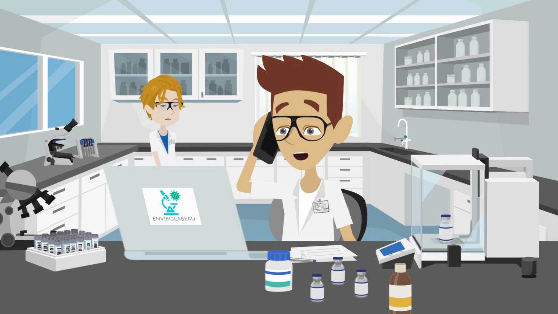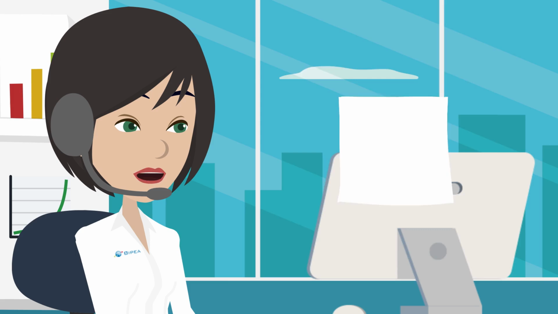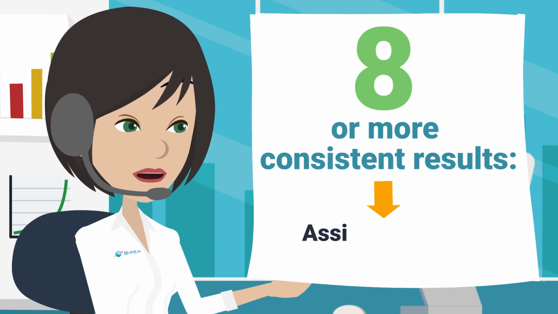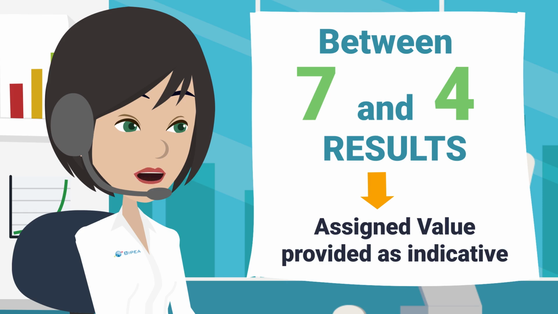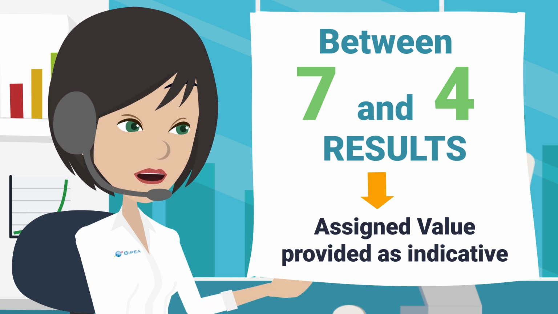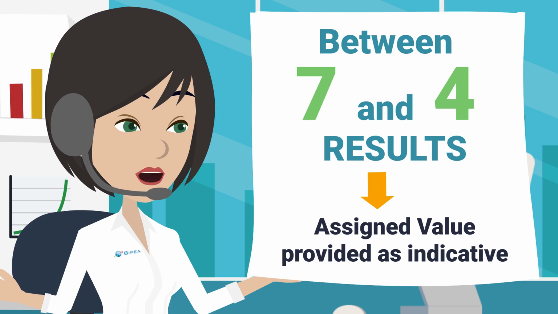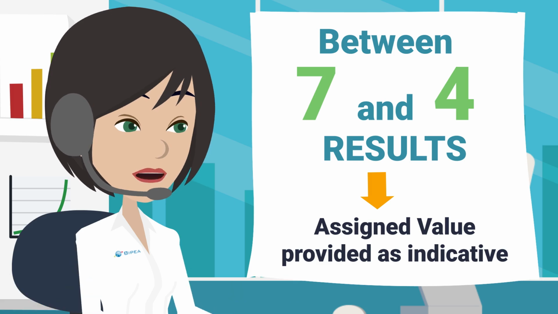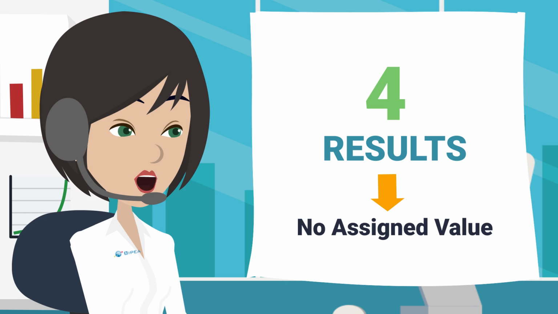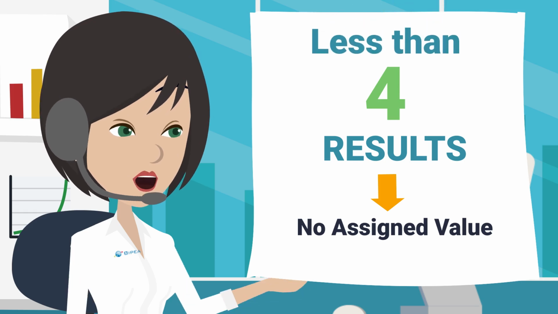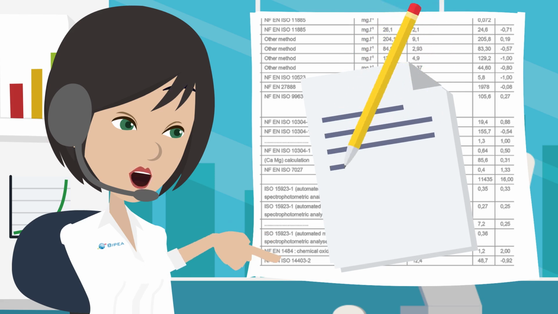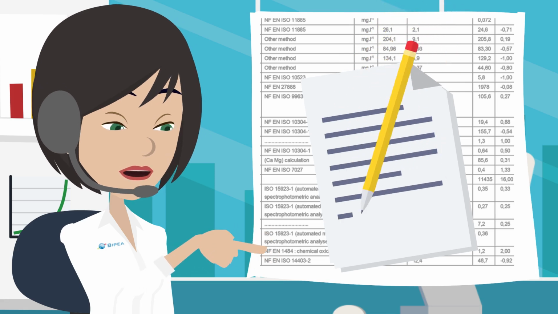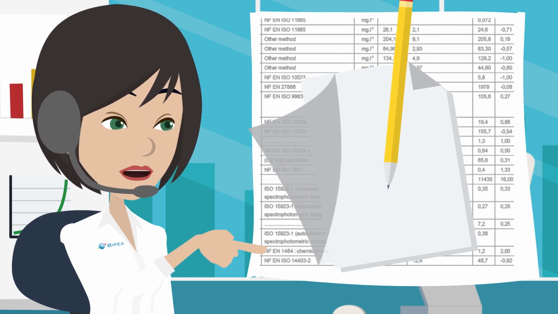So, if there are fewer than 12 results, does that mean my results aren't usable? Not exactly. Between 8 and 12 results, the assigned value is provided. However, between 7 and 4 results, the assigned value is given only as an indicative value, and below 4 results, the assigned value is not estimated. In these cases, we can include additional information such as remarks or additional figures.